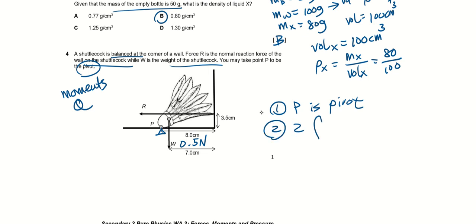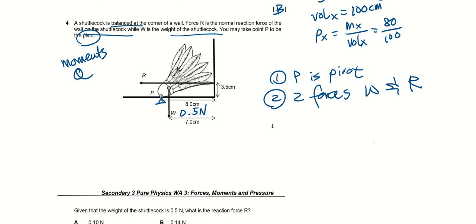There are two forces, W and R. How much is W? How much is R? W is 0.5 Newton. R is unknown. Okay. Now, third step, perpendicular distance.